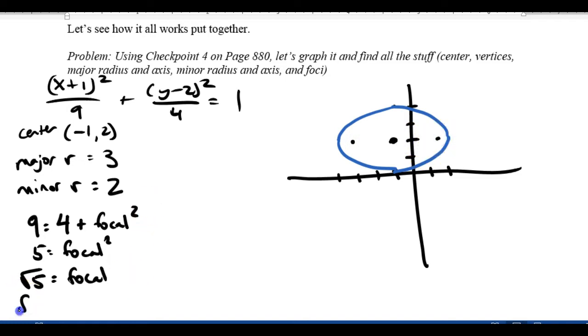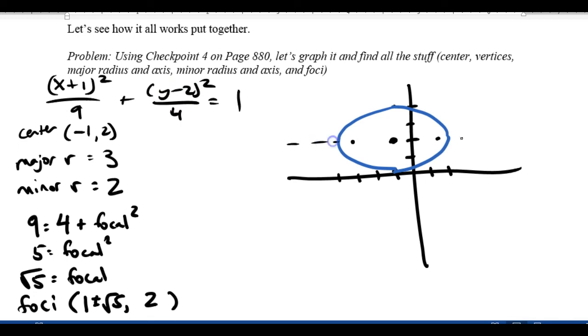Our foci will actually exist at coordinates because it's a point. So how do we find that point? Well, from −1, we went to the left and the right √5. So from an x value of −1, we went plus or minus the square root of 5 to find our x coordinate, and our y coordinate is still 2 because we haven't moved from this 2 right here.